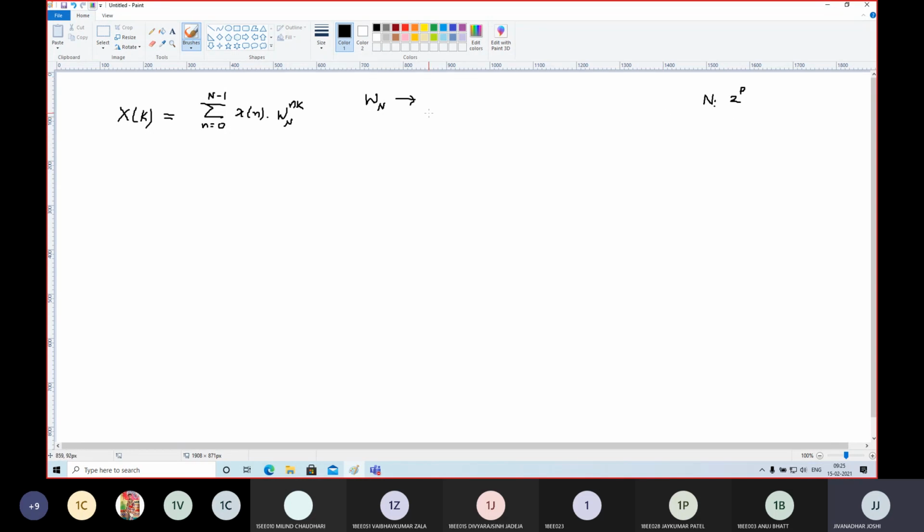So W suffix N is equal to e raised to minus j 2 pi by N, and that's why W_N raised to kn is e raised to minus j 2 pi into kn, because it is raised to the power, right? So kn divided by capital N, you know it, right?